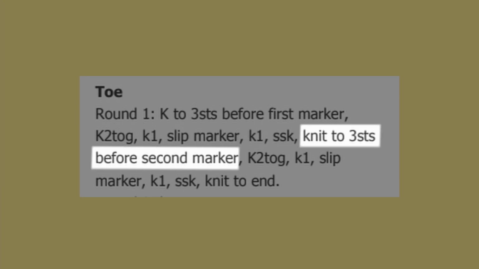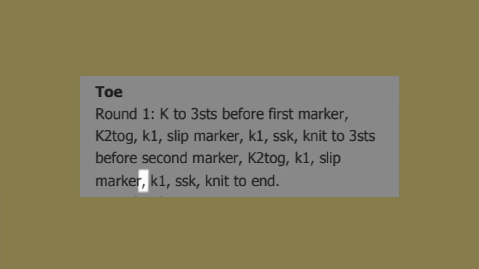Then knit until there are 3 stitches left before the next marker. Then knit together. Then knit 1. Then slip marker. Then knit 1. Then slip, slip, knit. Then knit all the way to the end of the round. Clearly, that is a lot of info in one line of text. But you're always just doing one thing at a time. You're knitting 1 stitch, then you're knitting 2 together, then you're doing the next thing. Knitting patterns are so wordy because they need to be very precise in their instruction. But when you're actually following them, it probably takes less time to knit that line than it did for me to read it out, you know?